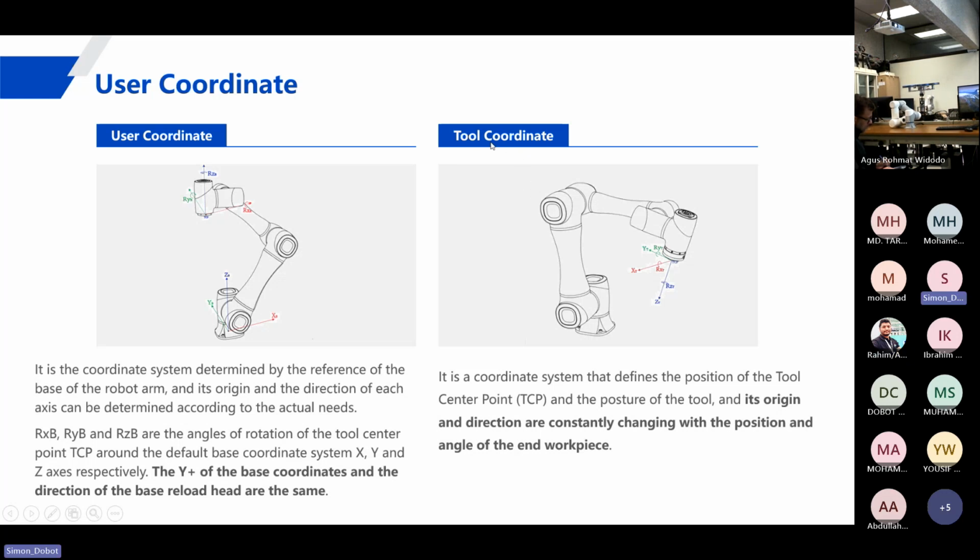And the default tool coordinate is on the center of the flange. We call it the tool center point. The origin direction keeps changing, depending on the robot pose. But the default Z direction points toward the opposite side of the flange center.